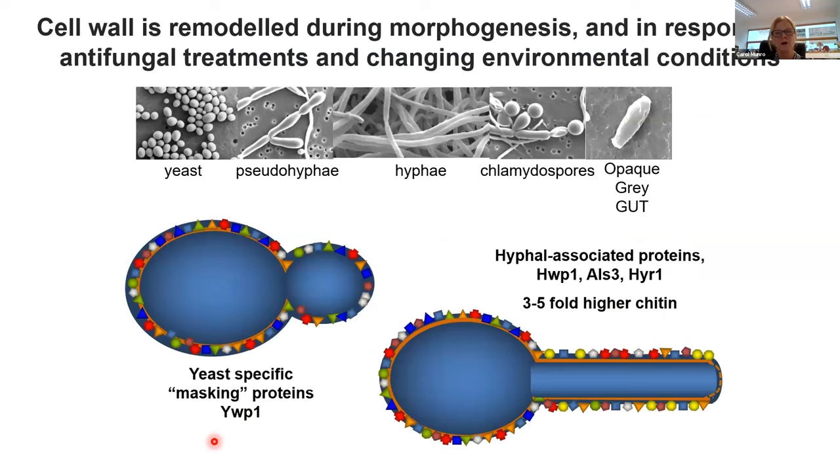As a polymorphic fungus like Candida albicans switches between its different morphologies, it changes its cell surface. We know there are yeast-specific proteins like YWP1, and hyphal-specific or hyphal-associated proteins that are important for pathogenicity, HWP1, ALS3, and HYR1. We also know that hyphae have more chitin than the yeast. So as the fungus switches these morphologies, it's also switching its outer surface coat.